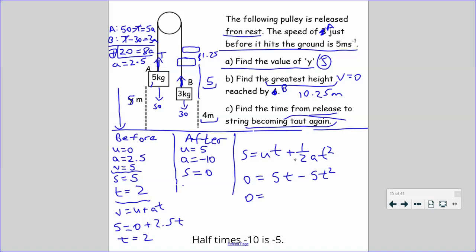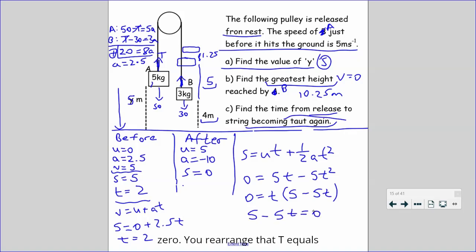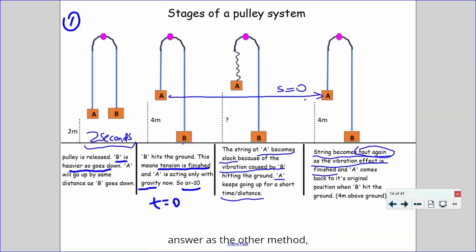Half times minus 10 is minus 5. So you can see here, and you can take t common. So this will give you t equals 0, 5 minus 5, t equals 0. You rearrange that, t equals 1. Okay, and before was t equals 2, so 2 plus 1 will give you 3.